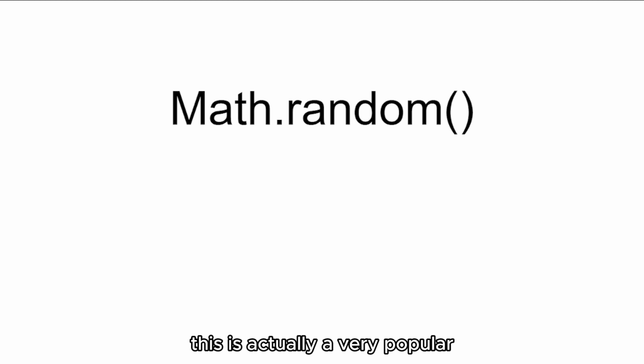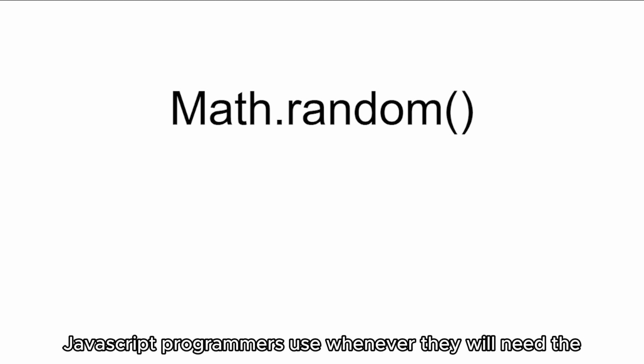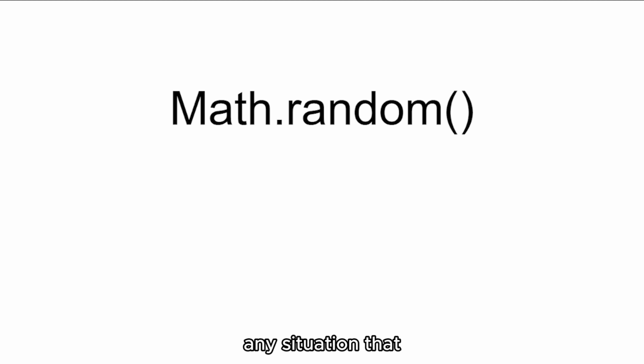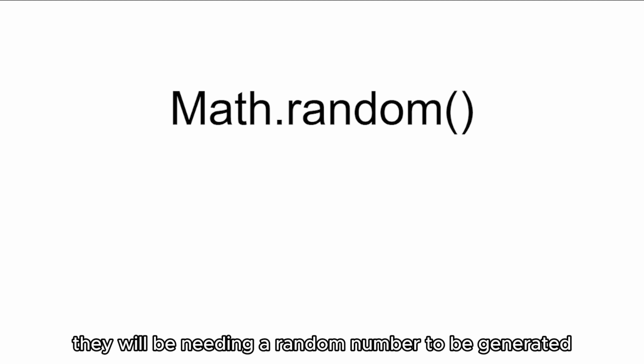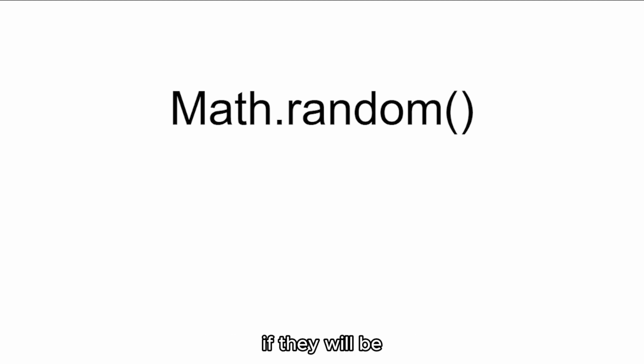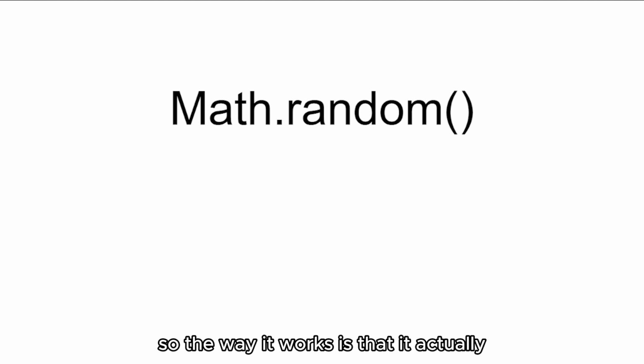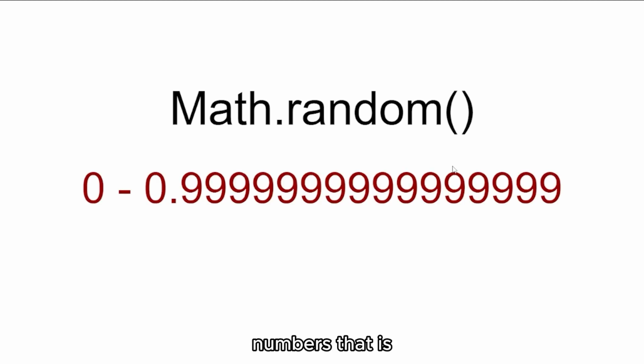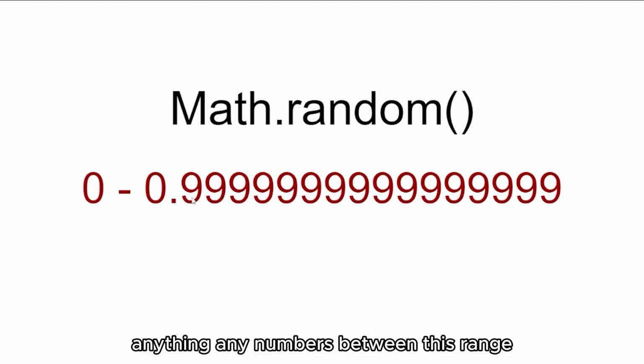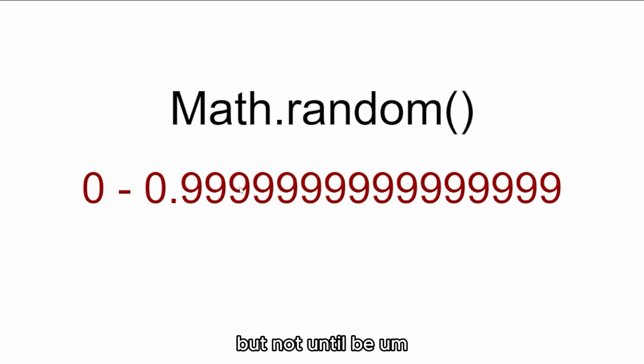This is a very popular function that JavaScript programmers use whenever they need a random number to be generated, for example when building a game or any other app like the one we're building right now. Whenever we call this function, it provides us with numbers from 0 inclusive up to 0.9999, with about 16 decimal places, any number in this range, but not up to the whole number 1.